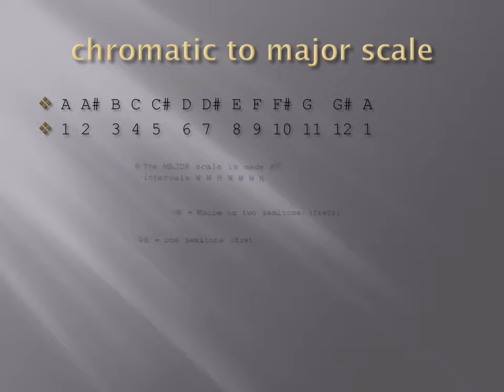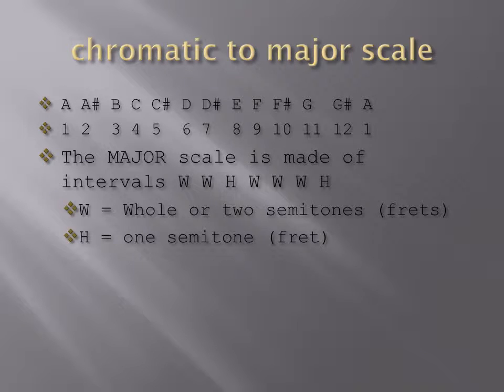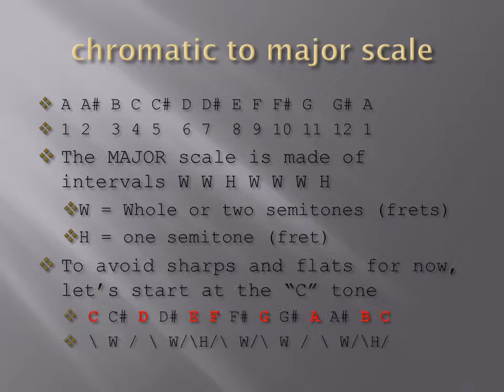The major scale is made of intervals: whole, whole, half, whole, whole, whole, half. W equals a whole, or two semitones; on the guitar, those are frets. The H is one semitone, or one fret distance, if you will.